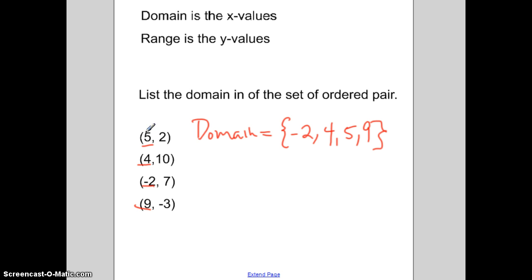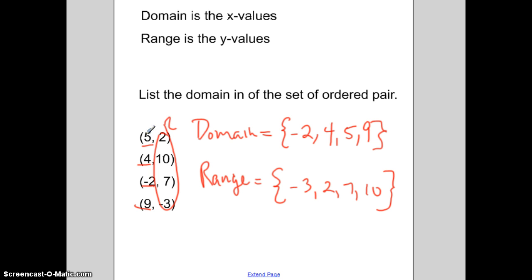Okay. Those are the domain. Then the range is the y values. Once again, you want to get in the habit of putting it in order. So the lowest is -3, then it goes to 2, then 7 and 10. Okay, this is the range. This is range, this is domain. Domain is x, range is y. You don't have to put them in squigglies, just be nice, but you should really try to put them in order, smallest to biggest.